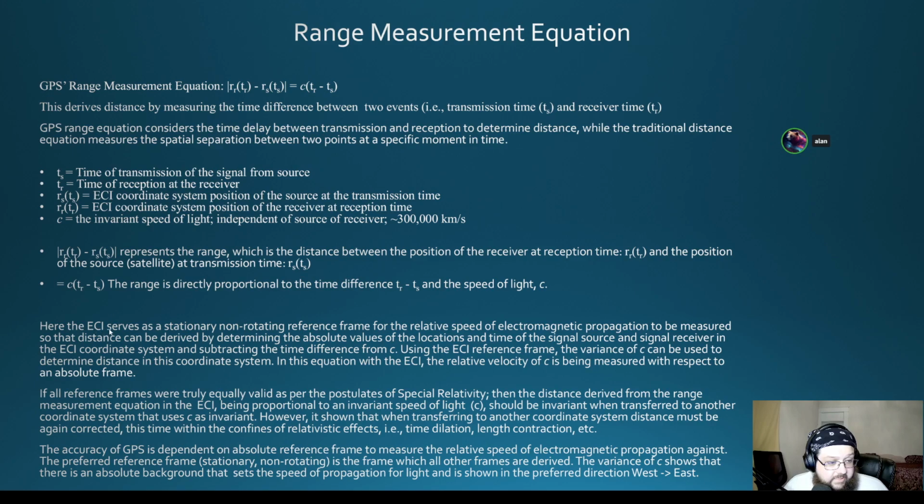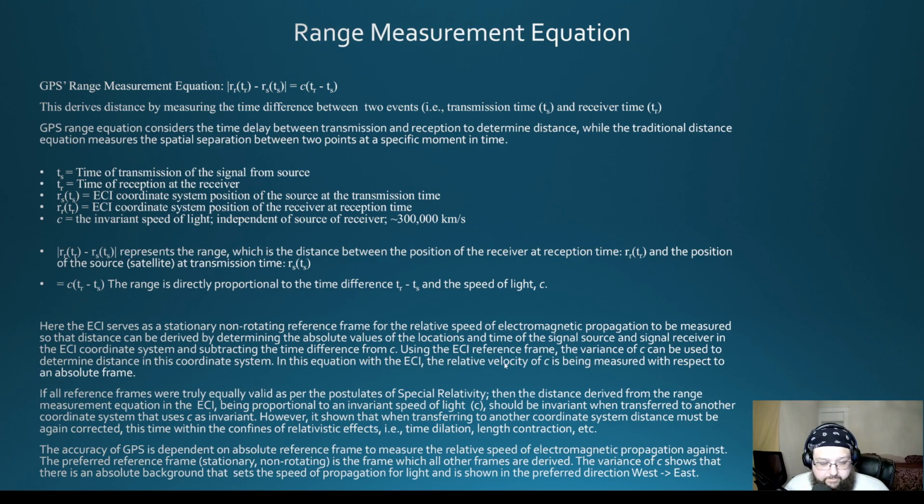So here the ECI serves as a stationary non-rotating frame for the relative speed of electromagnetic propagation to be measured so that the distance can be derived, determining the absolute values of the location and time of the signal source and receiver in the ECI coordinate system, and then subtracting the difference and multiplying it by c. Using the ECI reference frame, c can be used to determine accurate distance down to the millimeter in this coordinate system.